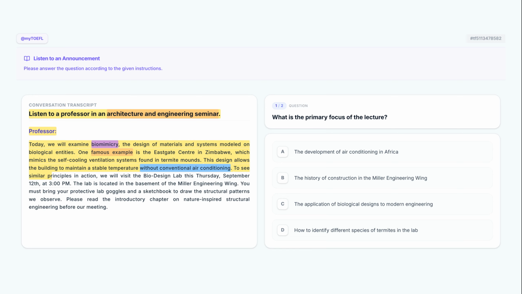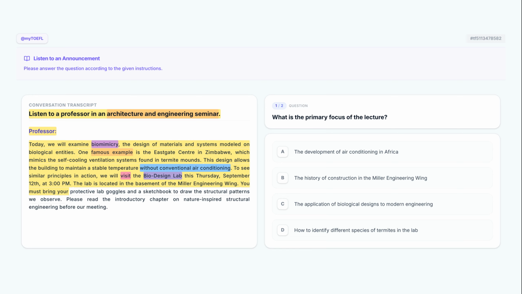To see similar principles in action, we will visit the Biodesign Lab this Thursday, September 12th at 3 p.m. The professor transitions from theory to a practical visit to the Biodesign Lab, providing a specific date and time. The lab is located in the basement of the Miller Engineering Wing. This detail clarifies the location of the lab, ensuring students know exactly where to go.